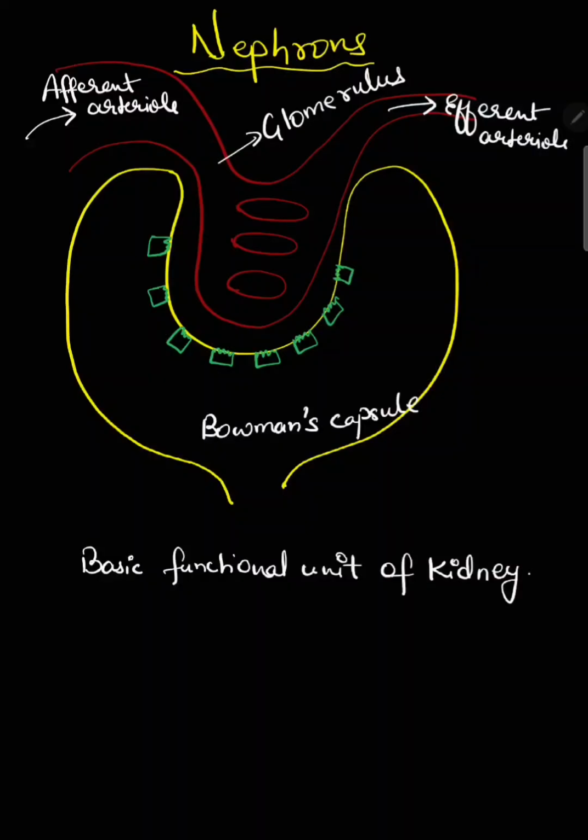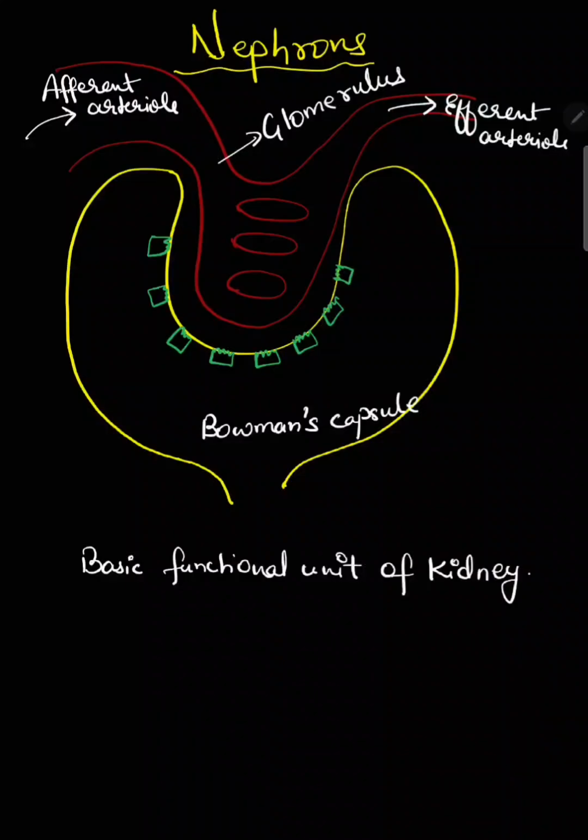So the blood will come from the afferent arteriole, and this forms a tuft of capillaries. A tuft means a group of capillaries is shown here. It will form a group of capillaries which is called the glomerulus, and then it will take away the remaining blood from the Bowman's capsule in the form of the efferent arteriole.